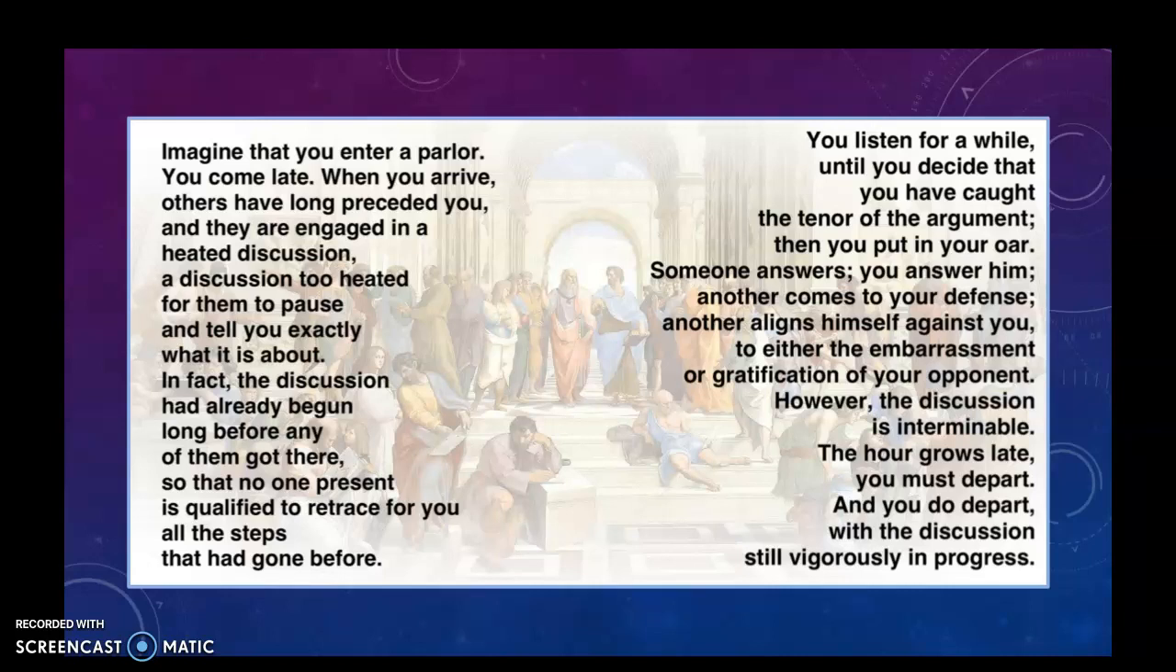Someone answers, you answer him. Another comes to your defense. Another lines himself against you, to either the embarrassment or gratification of your opponent, depending on the quality of your ally's assistance. However, the discussion is interminable. The hour grows late, and you must depart. And you do depart, with the discussion still vigorously in progress.